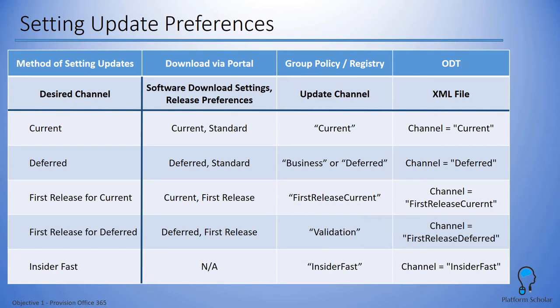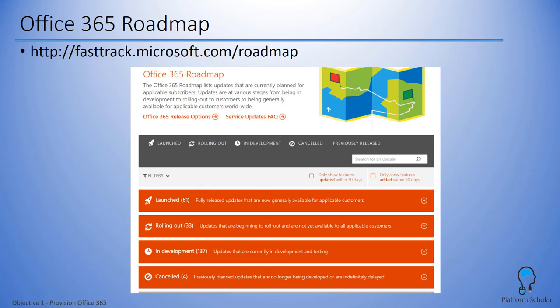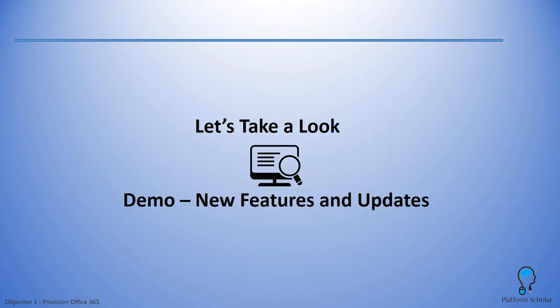If you're interested in knowing more about the Office roadmap and tracking any particular features or bug fixes, you can do so at the Office 365 roadmap website located at fasttrack.microsoft.com/roadmap. Okay, let's take a quick look at some of this in action.